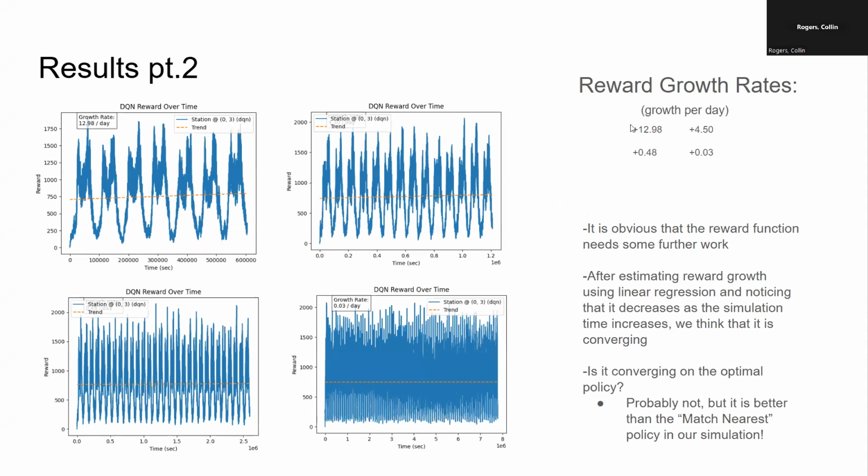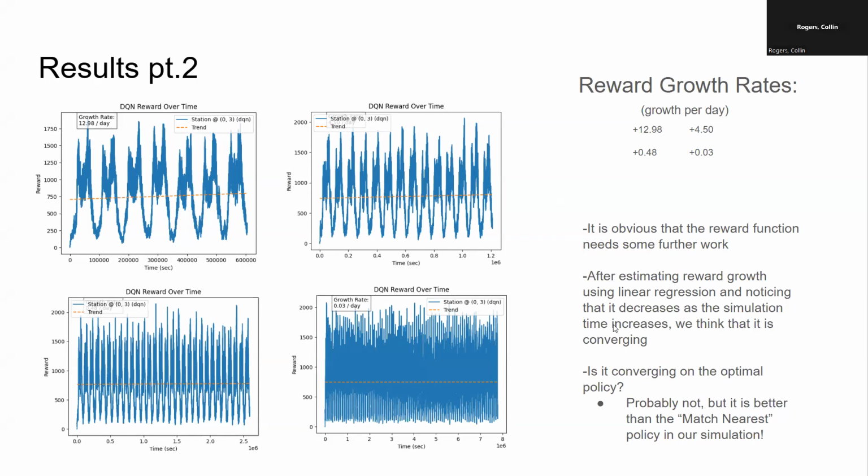And then as for the reward, we made these plots mainly to find out if this is actually converging. And as you can see, it is. It does look like it's kind of converging, despite the questionable reward function values here. Because the growth rate starts off pretty high. So this is 7 days of simulation, and then this is 14 days, this is 30 days, and this is 90 days. As you can see, the trend line starts to flatten out as you increase the simulation time. So that indicates to us that it is converging.